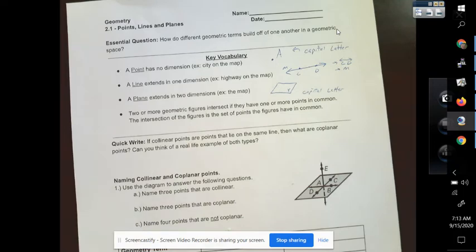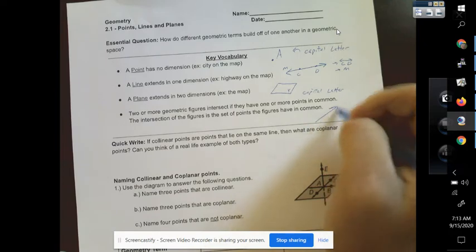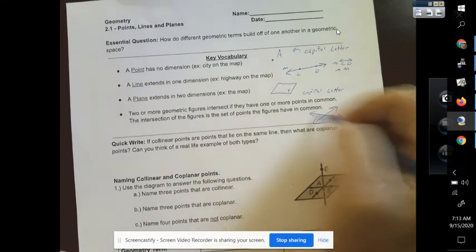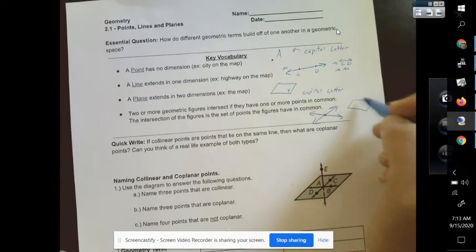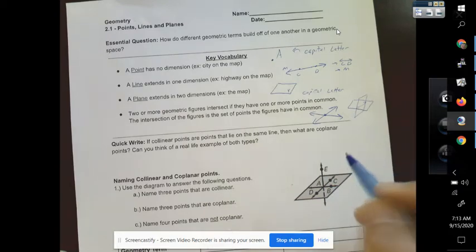Two or more geometric figures intersect if they have one or more points in common. The intersection of the figures is the set of the points the figures have in common, okay? So it's just saying if I have, say, two lines, they're going to meet at a point. And we'll talk later about how if I have two planes, they intersect at a line, which we'll discuss.